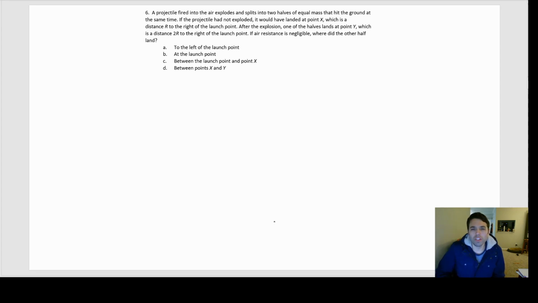A projectile fired into the air explodes and splits into 2 halves of equal mass that hit the ground at the same time.